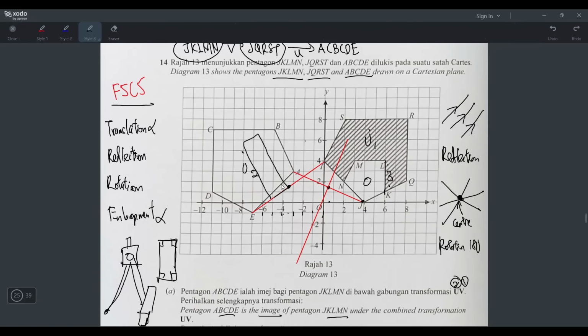Because I want to draw a 90-degree line, I'll place the corner of the ruler here, and then just draw a line like this. You draw here, and then you extend the line like this. Okay, so now I will do it.